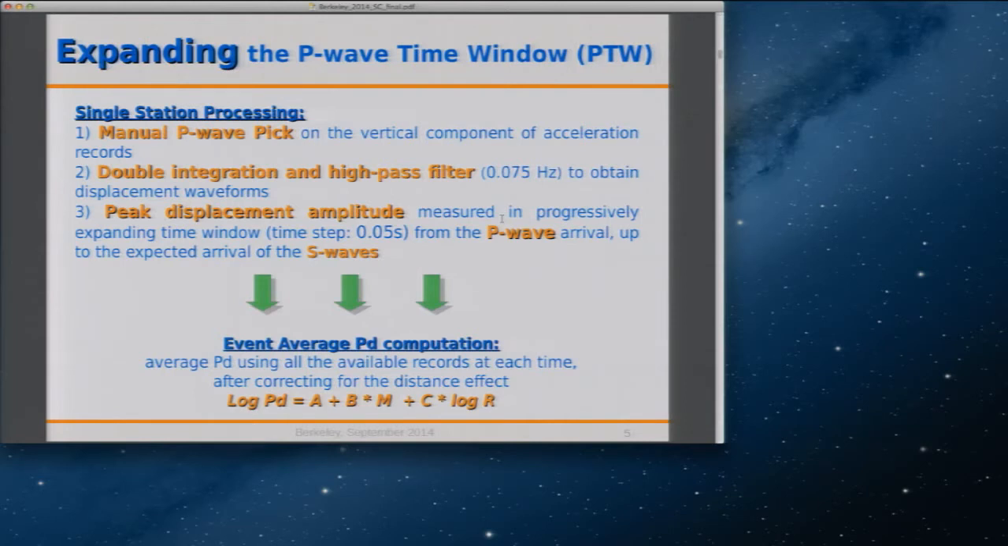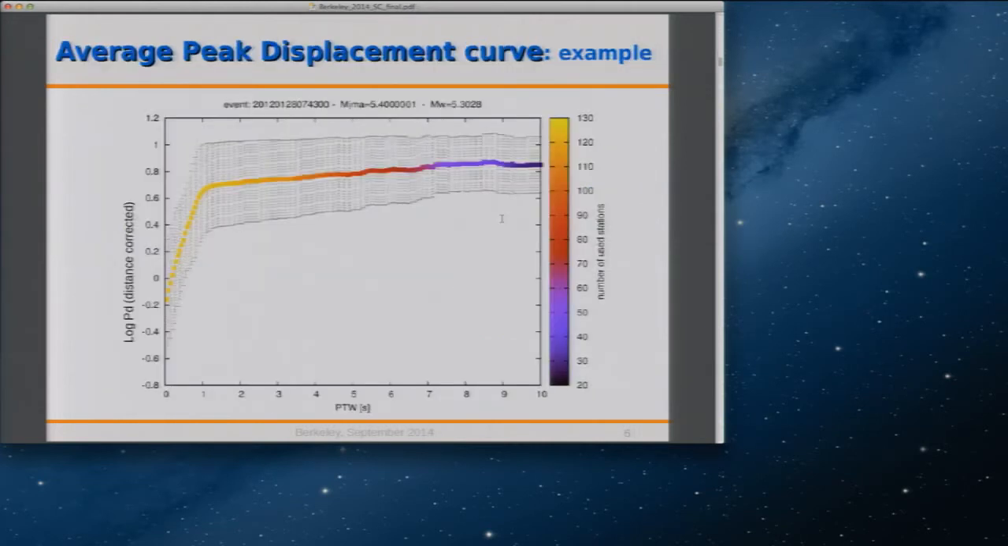Then, for each event, we computed the average peak displacement curve as a function of time using all the available data at each time. And of course, before computing the average, we corrected each PD value for the distance effect. So here is an example of how the peak displacement looks like for a single event. So we have time from the P wave arrival. Here we have the amplitude, and the color is showing the number of stations used for the average. So as you can see from the color, while the time window increases, the number of stations used for the average decreases. And this is because we have to exclude those stations where the S wave has arrived.